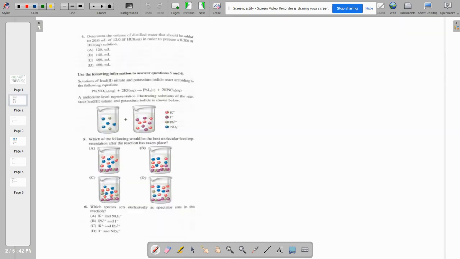So now we're going on to number 4. Ooh, this one is an interesting one. First of all, determine the volume of distilled water that should be added to 20 mils of 12 molar HCl in order to produce 0.5 molar HCl solution. It sounds like basically another dilution problem. So you've got your M1V1 equals M2V2. Whoops, I'm sorry, I've got to make that a little neater.